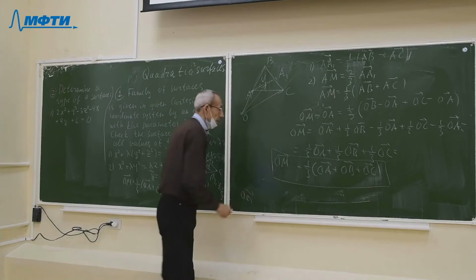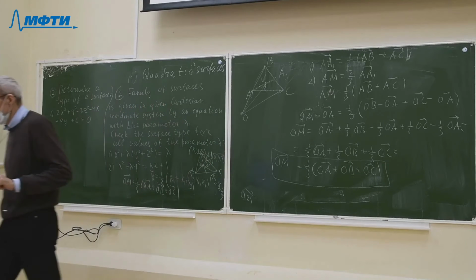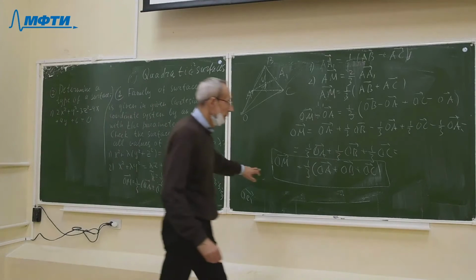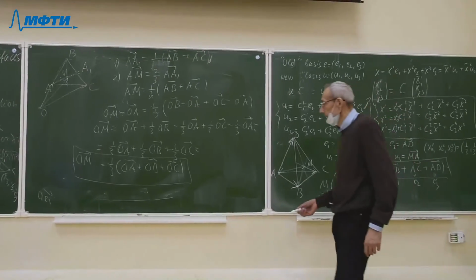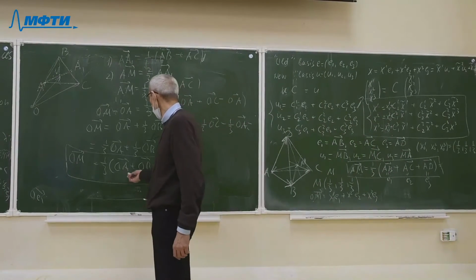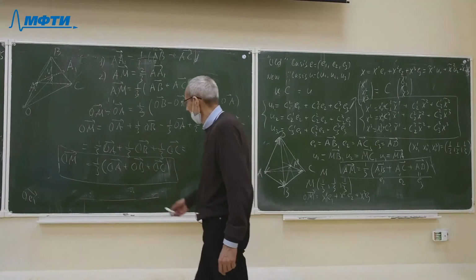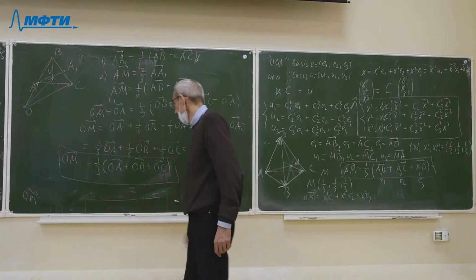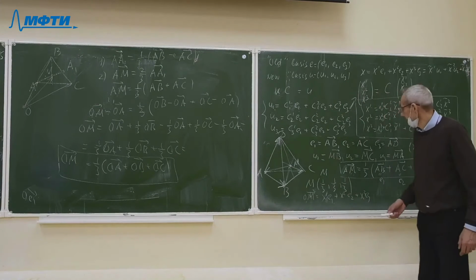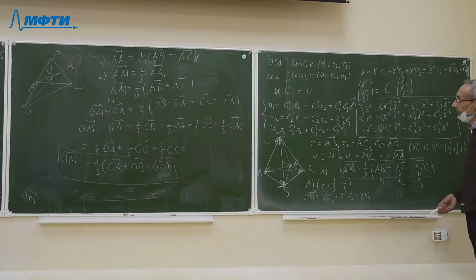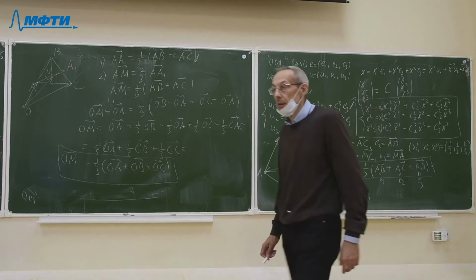We will use this formula. Do you understand? I see, yes. And in this case, these vectors OA, OB, OC are the vectors of the basis. And by definition of the basis, we obtain that the coordinates of the point M are equal to 1/3, 1/3, 1/3. Do you understand?